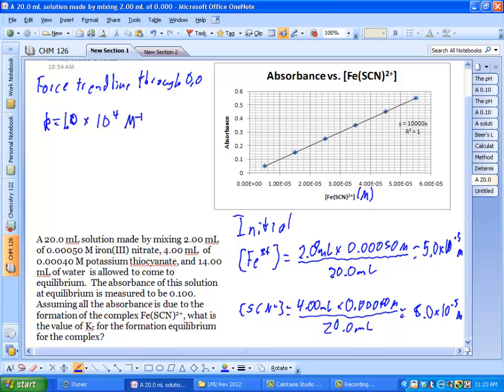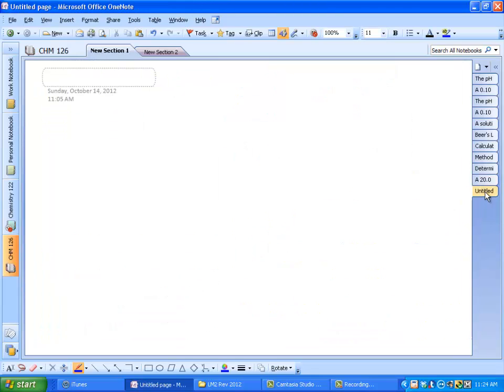Okay, so those are my initial concentrations. Now, what's my initial concentration of the iron thiocyanate complex? There's none in the solution at this point. Of course, as soon as you mix these two things together, some of it's going to start to form until equilibrium is reached, and the solution will appear to get darker. And it does take a little while for this to happen. So let's move on to the next part and actually calculate the equilibrium constant from this.